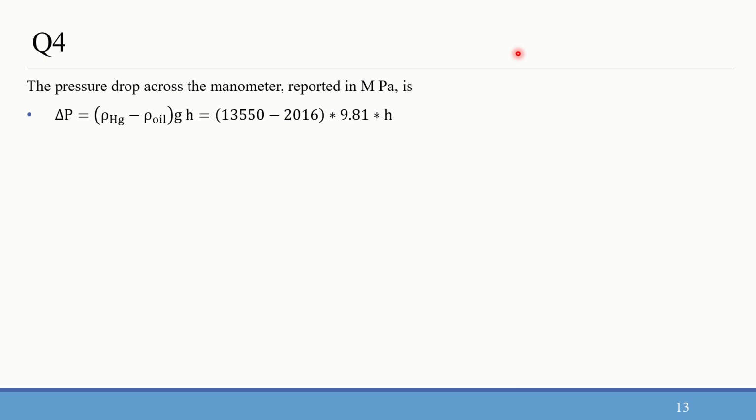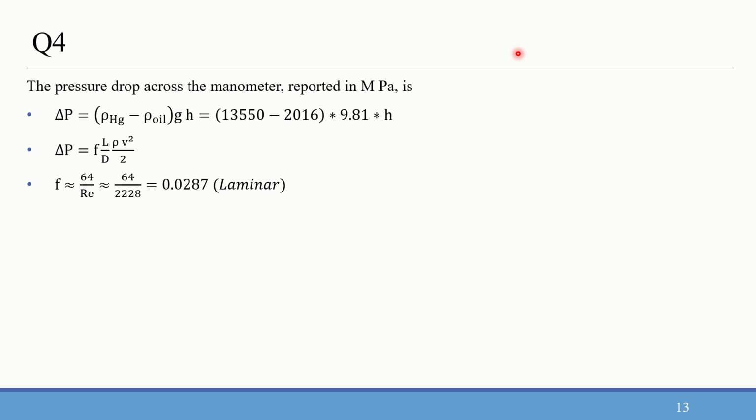But here, since it is not given, we would put delta P equal to density of mercury minus density of oil, into G into H. We know the density of mercury as 13,550, the density of oil as 2016, and G, but H is unknown. So we cannot go directly with this formula. Instead, we calculate the pressure drop in another way: delta P is equal to F into L by D into rho V square by 2.